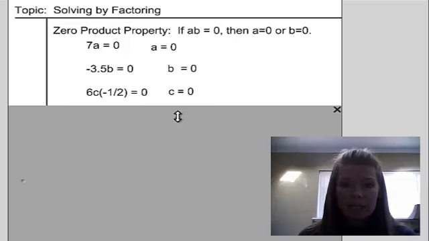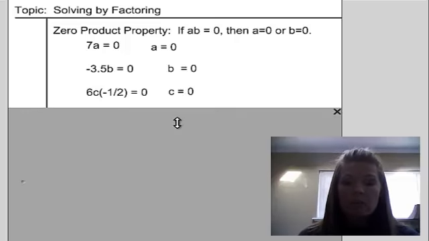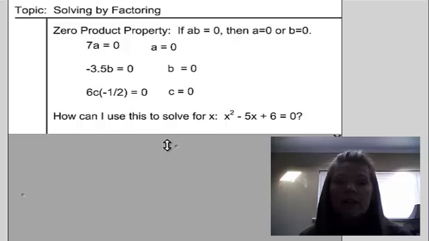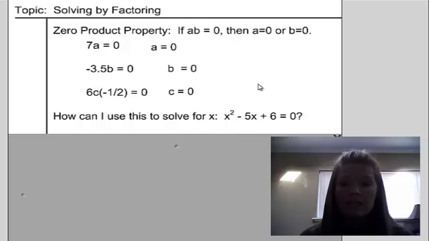So now, how can I apply this to quadratic equations? If I take a look at this quadratic equation, x squared minus 5x plus 6 equals 0, right now I have a trinomial. It is quadratic because of the x squared term. I cannot use the zero product property as written because it only works if I have multiplication, a times b equals 0. How can I change this into a multiplication problem?